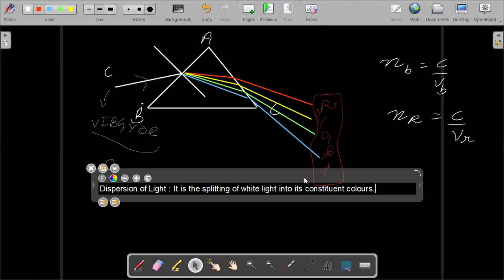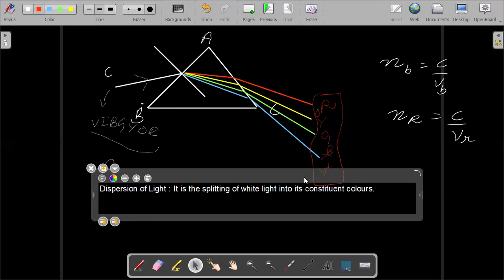Now, can anyone tell what is the cause of dispersion? The difference in speed because of the refractive index. Difference in speed of light and density of the medium. No, different colors of light. The reason is that different colors of light travel with different speeds.